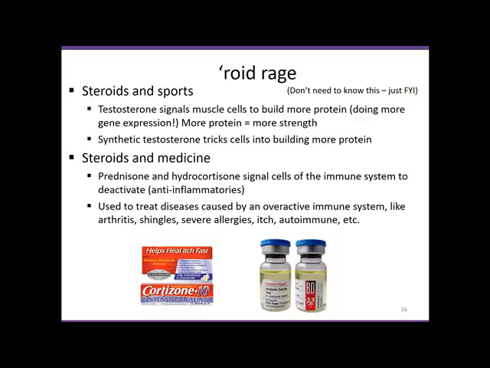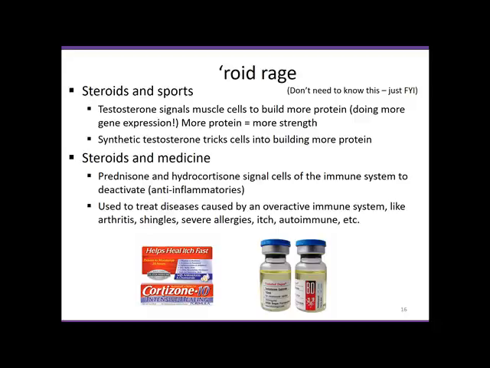So synthetic testosterone mimics natural testosterone, and what testosterone does is it triggers muscle cells to build more protein. And it actually does this by tricking those cells into doing more gene expression. Remember, gene expression was DNA to RNA to protein, right? We build protein. So testosterone actually tells cells to do more gene expression. And your muscle cells, when they have more protein, they have more strength. So when you inject synthetic testosterone, it just tricks cells into thinking they're getting more testosterone. And so they build more protein.